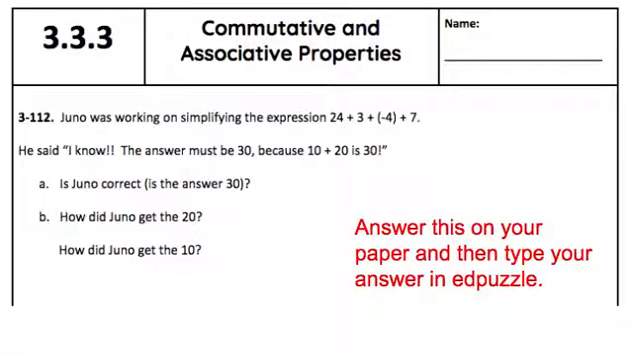Going to talk about the commutative and associative properties and apply that to solving math problems. So the first problem, number 112, says Juno was working on simplifying the expression 24 plus 3 plus negative 4 plus 7. And he said, I know the answer must be 30 because 10 plus 20 is 30. So answer these two questions, part A and part B, on your paper first, and then type your answer into Edpuzzle when prompted.